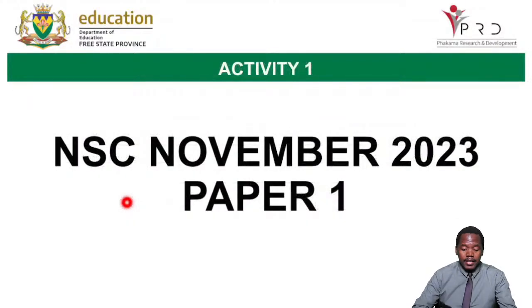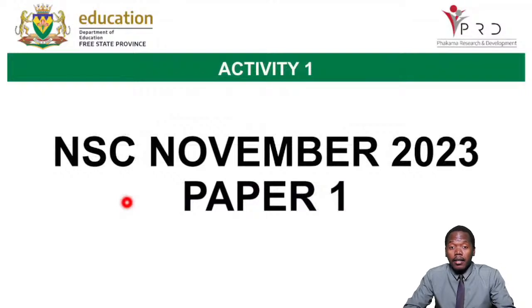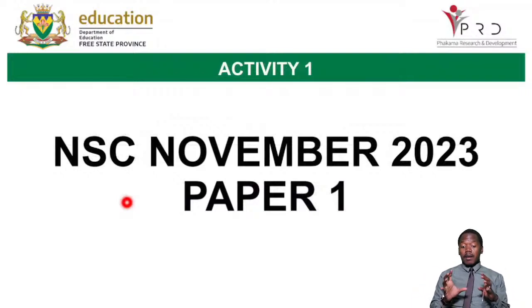Now, grade 12, let us look at one activity where we are going to be brainstorming a lot of items we've been talking about today. So this will be our closing statement as we look at this activity. So we have activity 1. We are now looking at the NSC November 2023 paper 1. So this is the paper that was written by learners last year.